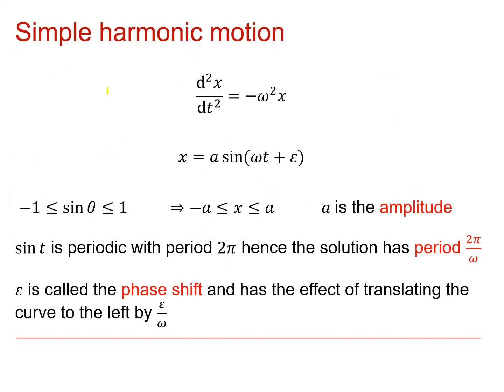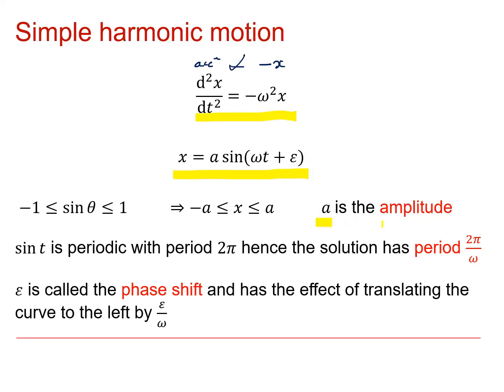So in summary, for simple harmonic motion, this is the second order differential equation. It's telling me that acceleration is proportional to distance, and in fact it's in the opposite direction to the distance, so the acceleration is proportional to minus x. Its general solution, and this can be quoted, is x is equal to A sine omega t plus epsilon, and let's look at the bits of that.